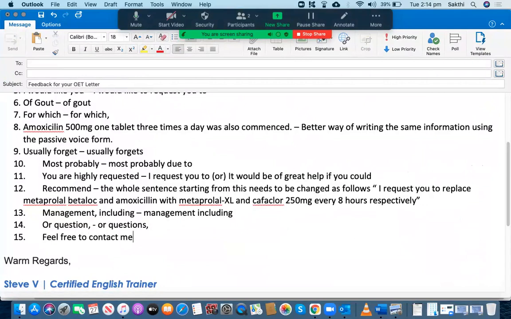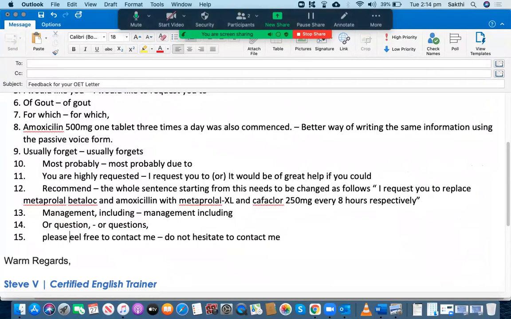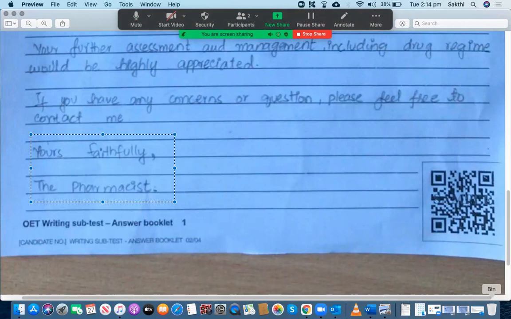But you could have mentioned, "please do not hesitate to contact me." I mean, that is more formal. Please do not hesitate to contact me. Okay, that's correct. I have replaced only "feel free." Look at this, I didn't write down "please," which means "please" must be there. Please do not hesitate to contact me. All right, let's see. Yours faithfully, the pharmacist. That's good. Everything else is good.